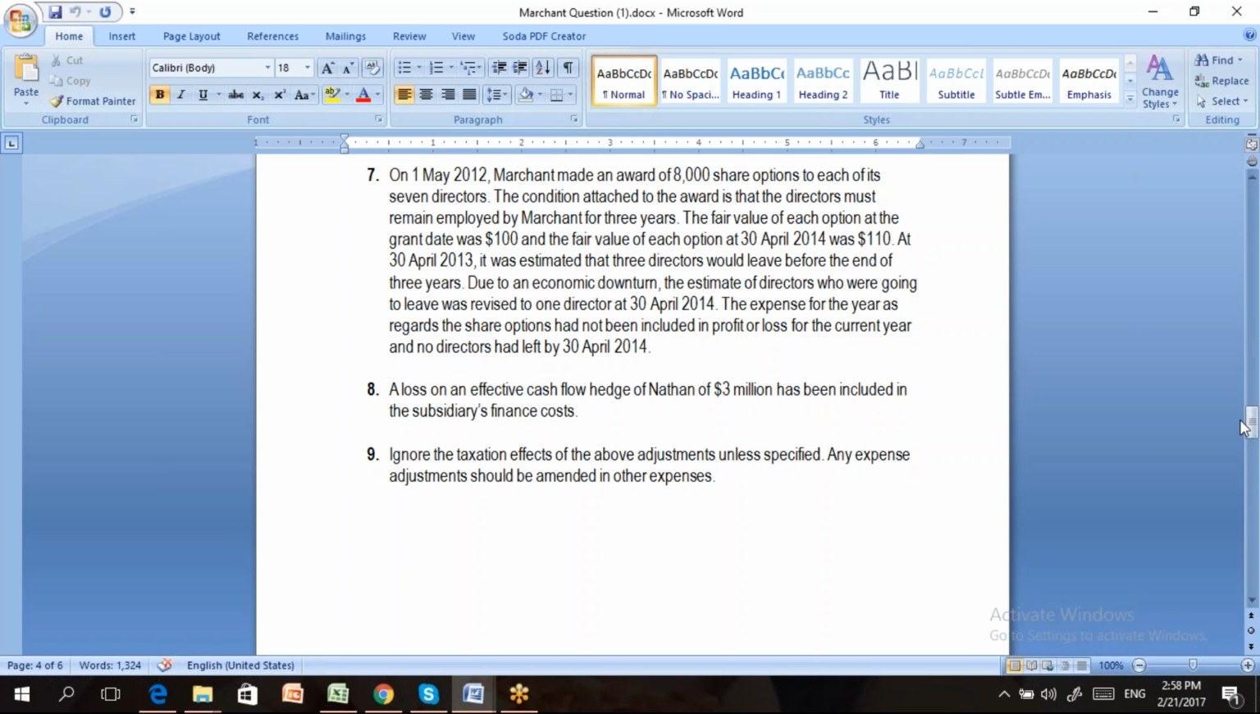That was a very tricky one, simple but tricky, because I didn't read it as saying it is included in the subsidiary's finance cost. I knew there was something on the hedging, but I did not realize that they had included it in the finance cost. So my finance cost should be 5 plus 6 plus 2 minus 3, which is only 10. And that other 3 should appear under OCI.